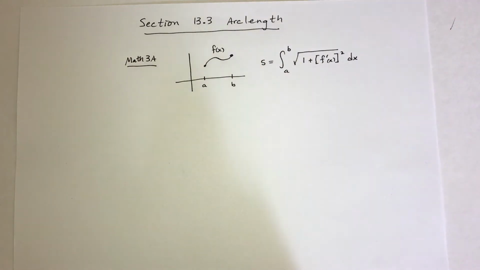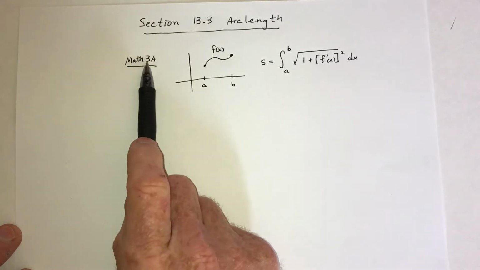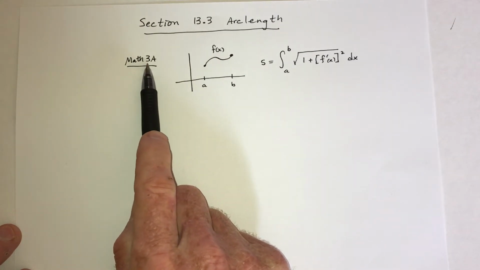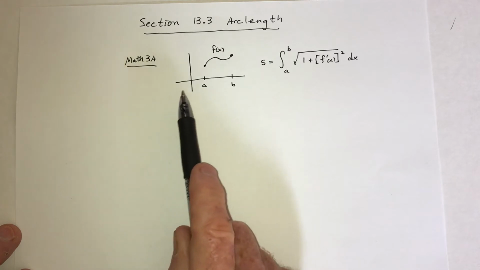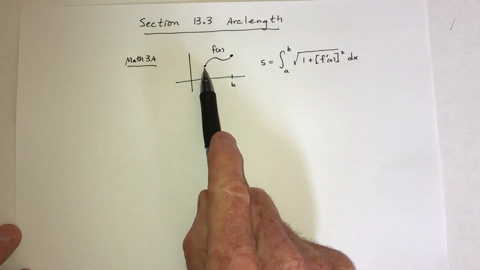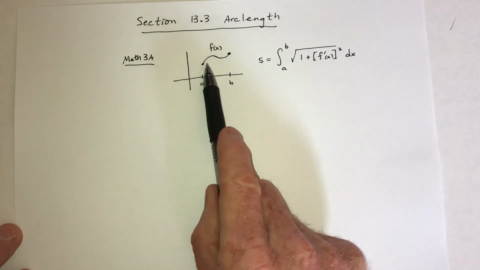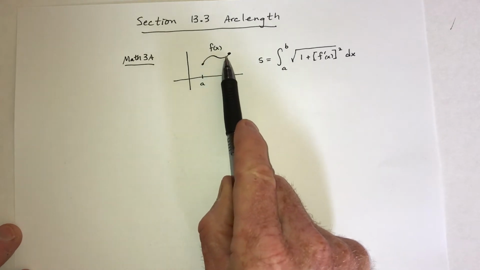Well, section 13.3 is about arc length. First, a reminder from Math 3A. We actually found arc length way back in Math 3A. So you've got this function f of x. It goes like this. On an interval from a to b, then find the length of this curve right here.